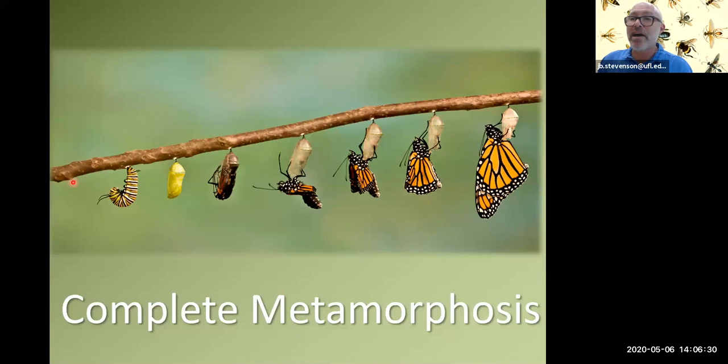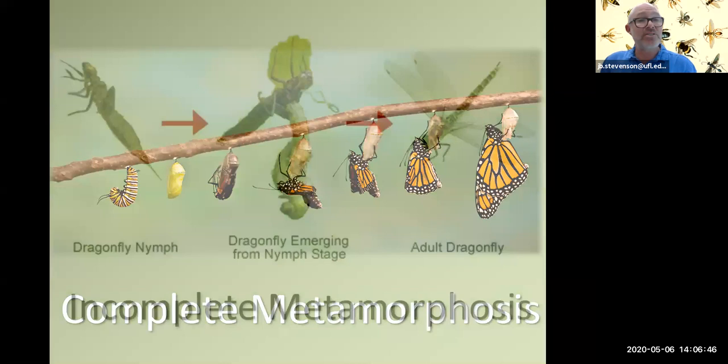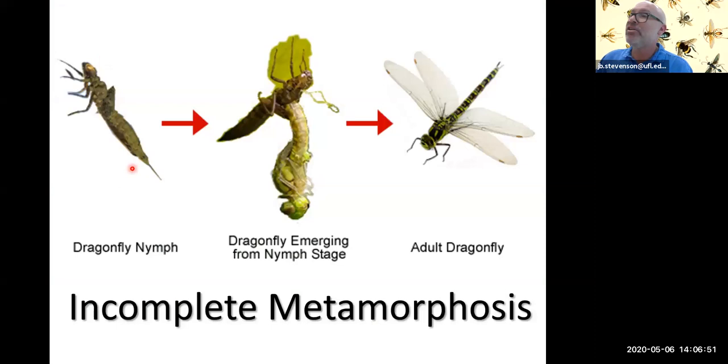There was an egg hatched into a caterpillar. Caterpillar formed a chrysalis, the chrysalis, and so on. And we have an adult that is wildly different from the larva. That is a complete metamorphosis. But some insects go through a more incomplete metamorphosis, where the juvenile looks more or less the same as the adult, only without wings. So that is a less dramatic, less complete metamorphosis.